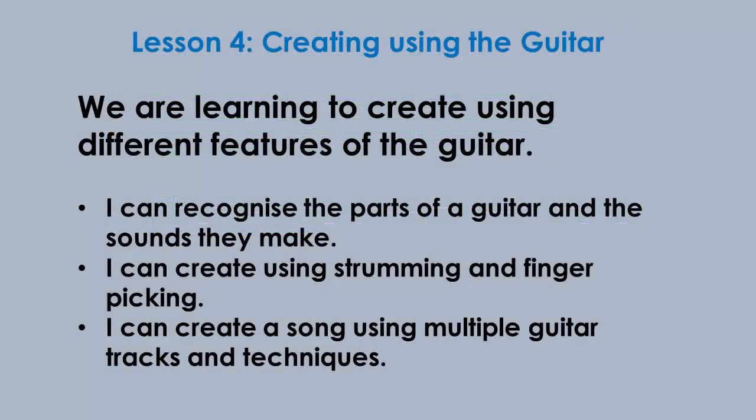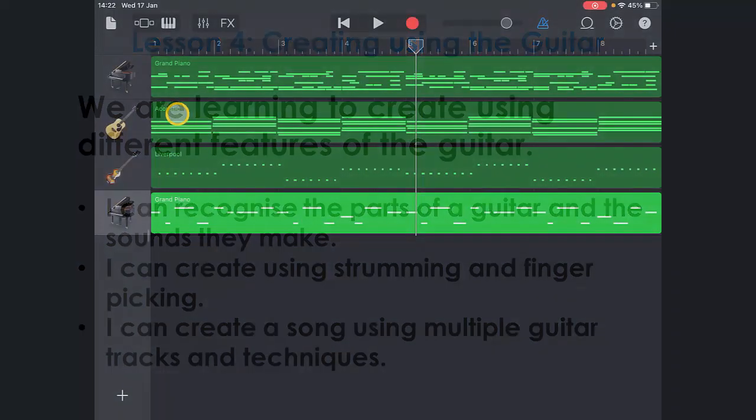Welcome to lesson 4 of the GarageBand lessons. Today we're learning to create using different features of the guitar. So we're focusing on the parts of the guitar and the sounds they make, as well as strumming and finger picking. Those are techniques on the guitar, and then hopefully putting together a song with those techniques that we look at.